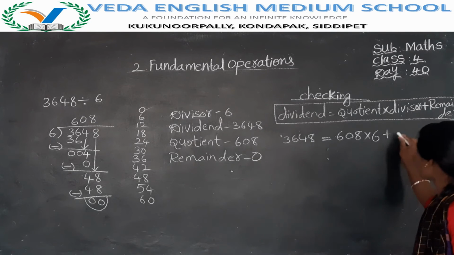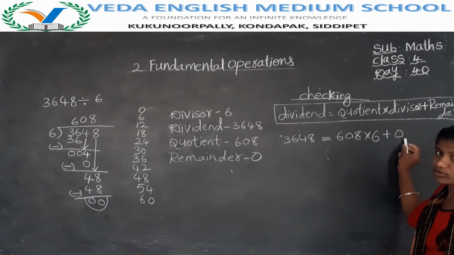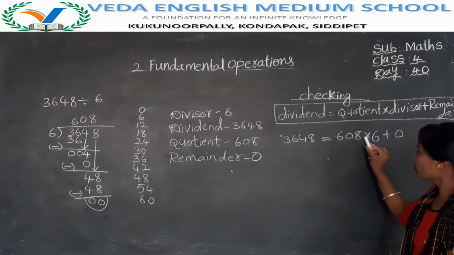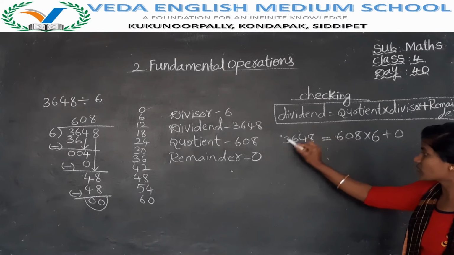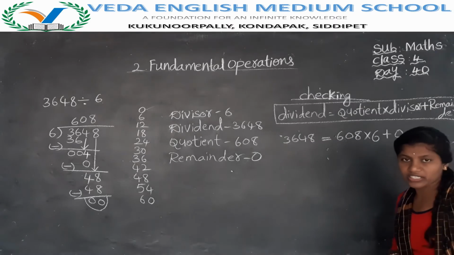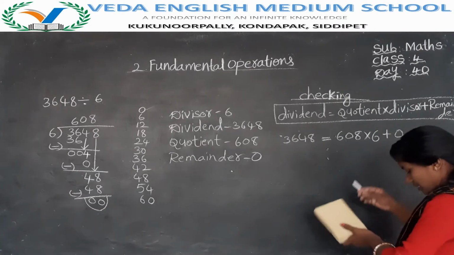Remainder. Remainder is 0. Now you have to multiply these two, and to this answer you have to add 0. After completion of this we should get the answer of 3648. If you get 3648, then our division is correct. Otherwise division is wrong.